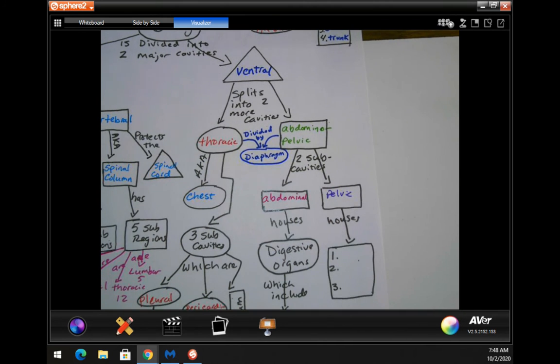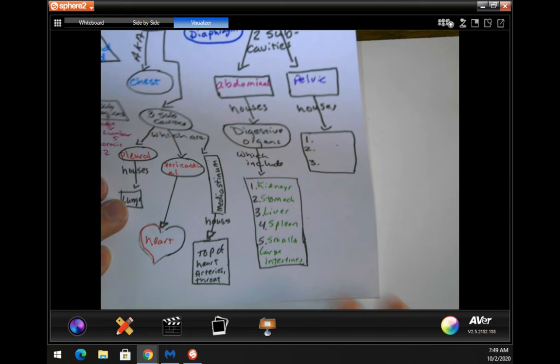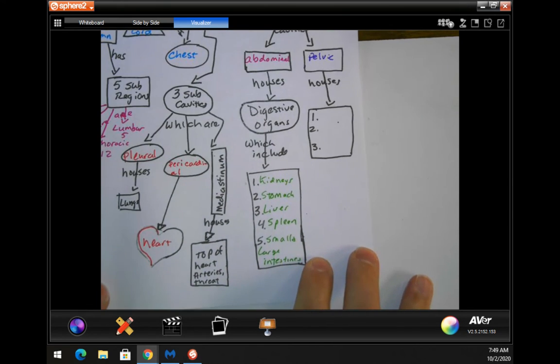Okay, so the abdominal cavity houses all your digestive organs. I'm not going to write down all of them, but this is pretty much most of them. Okay, so you have your kidneys, you have your stomach. This is in no particular order. You have your liver, you have your spleen, and then you have your small and large intestines. Now, I left some out, like the gallbladder and the pancreas and things like that. Okay, but I just gave you 5 examples.